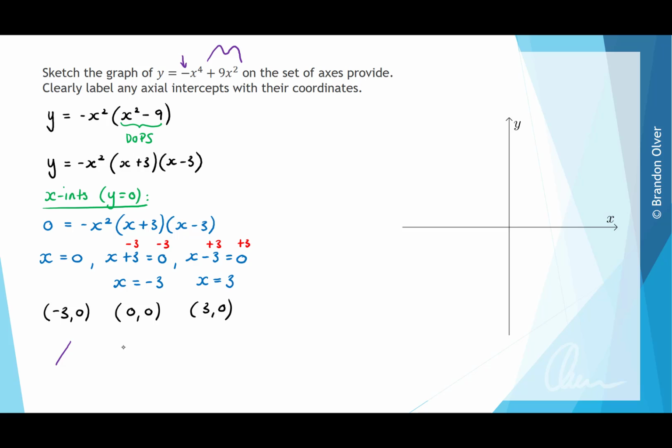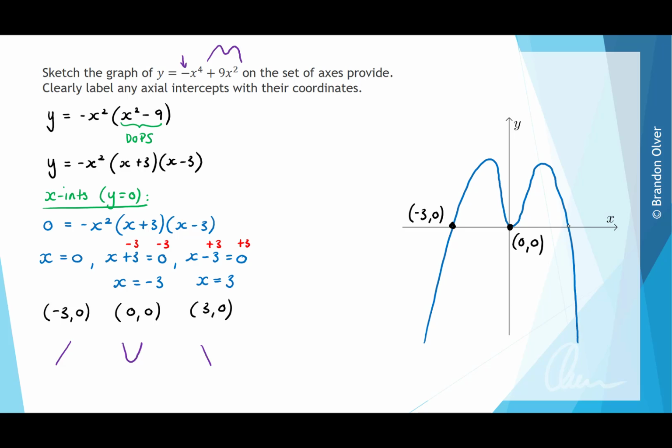At x equals 0, we should expect a local minimum turning point. And then at x equals 3, we should expect another cut going through the x-axis. So drawing that on, we have this shape here as our graph. The key features were an x-intercept at negative 3, 0, an x-intercept at 0, 0, and an x-intercept at 3, 0.